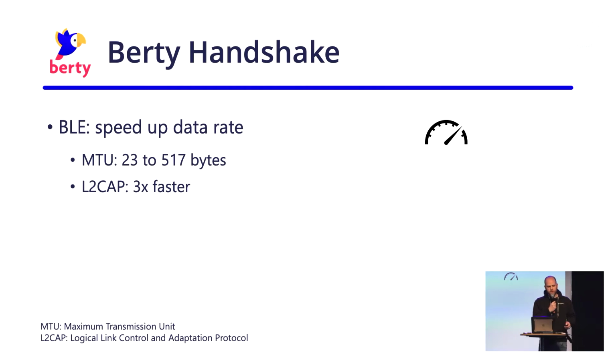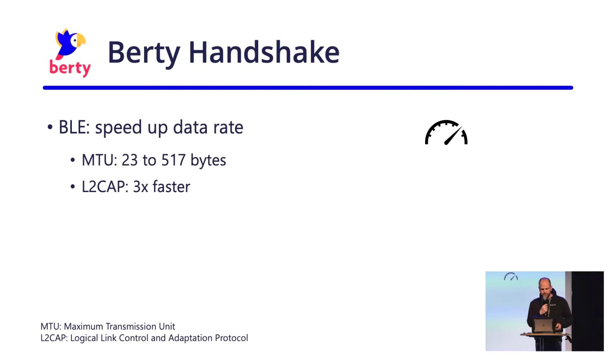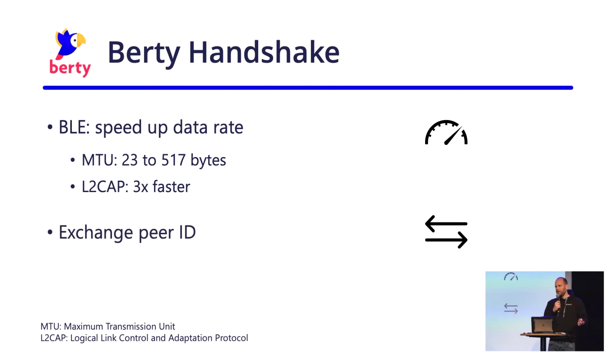And the second thing we do is to use an L2CAP channel. L2CAP is in the Bluetooth stack, a low layer. And with BLE, we can use it directly to increase data transactions, and increase the speed by 3. The second thing we do in the handshake is to exchange the peer ID, because each device must know the identity of the remote device. It's important. You will see why later.